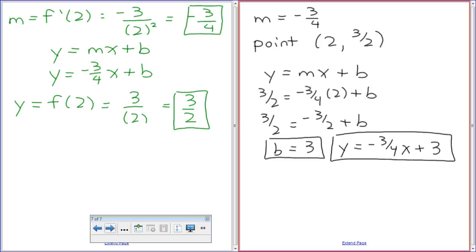Okay, so where I got the point from was my x value was given to me, because that's what we started with, x equals 2. In order to get the y value, I just subbed 2 into my original equation, right? My original equation was 3 over x. So that's where that came from. So then you get the point x comma y and go from there.